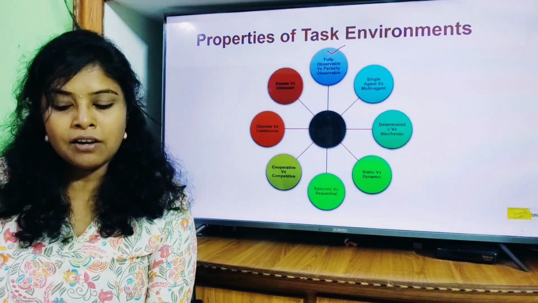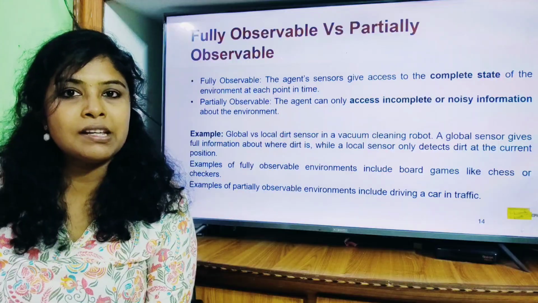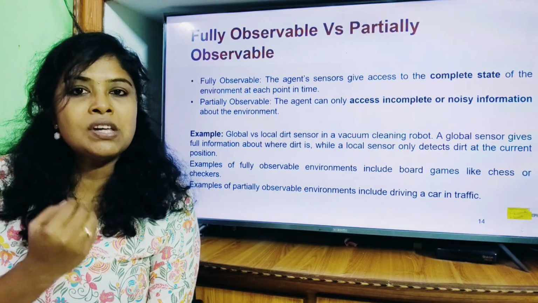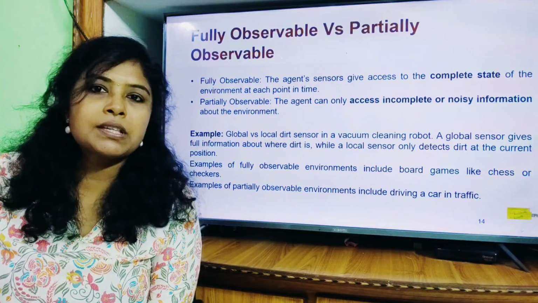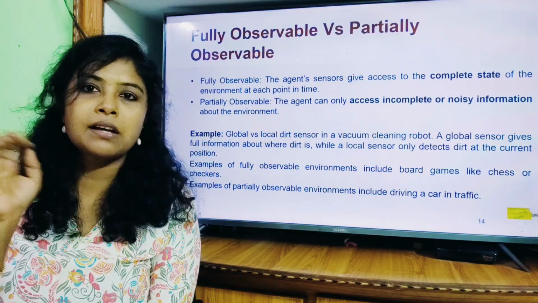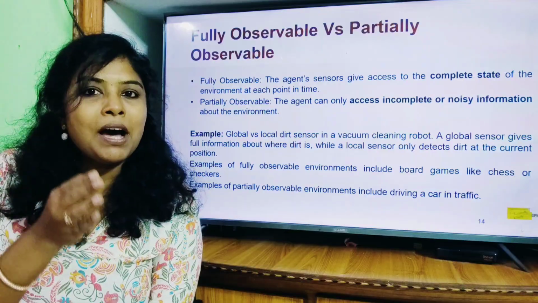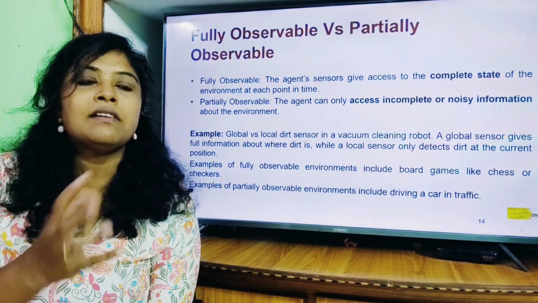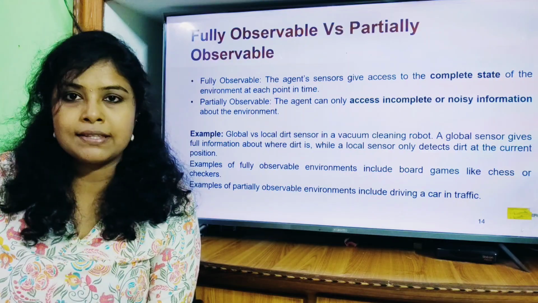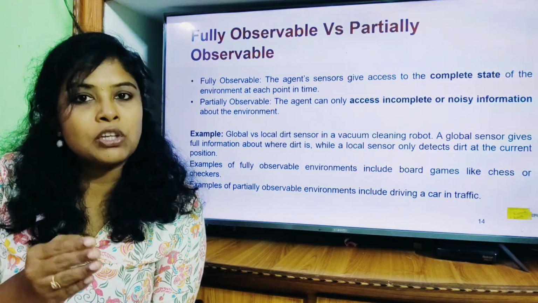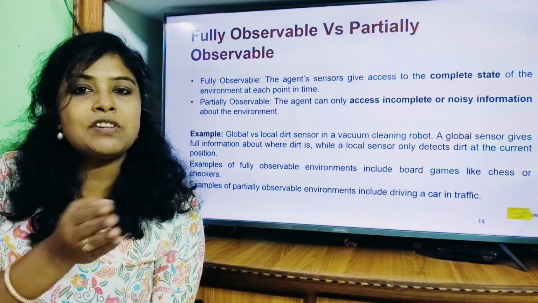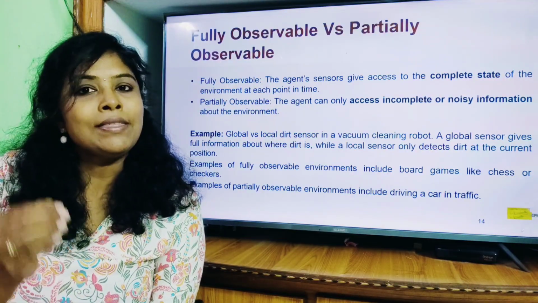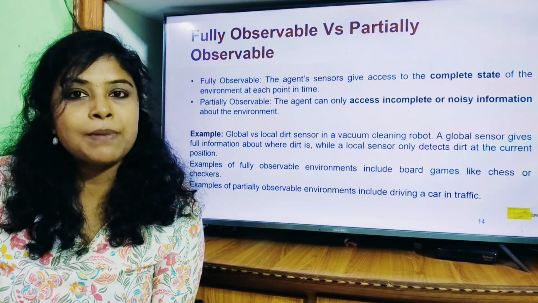Considering a fully observable versus partially observable setup, right from the name we can understand that in a fully observable environment the agent is able to completely observe its surroundings. Whereas in a partially observable environment, the agent cannot observe the entire environment at once. For example, in the vacuum cleaner robot example which we considered earlier, there were two rooms, A and B, right? So in that case, the vacuum cleaner is present in room A.